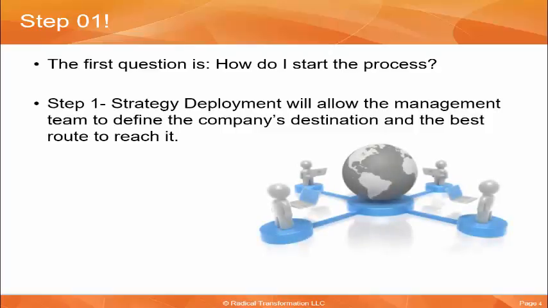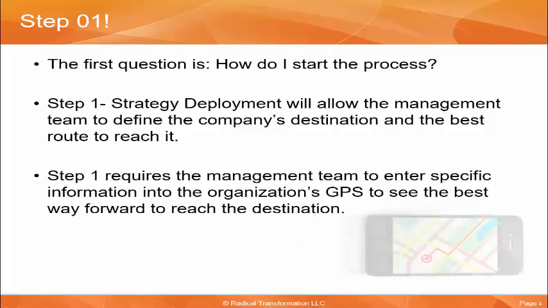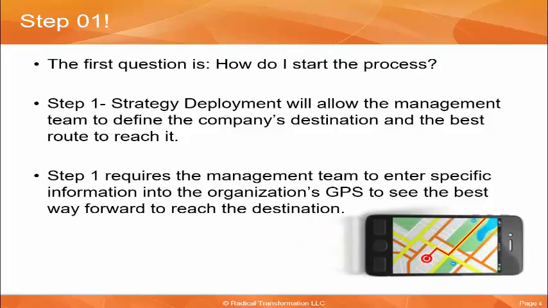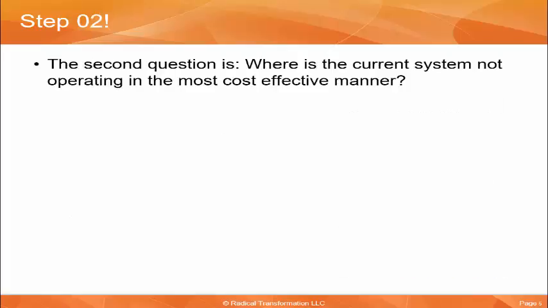Step 1, strategy deployment, is about allowing the management team to define the company's destination and then to find the best route to reach that destination. If you think of step one as the management team really defining and creating an organization's GPS to show them the best way forward to reach their final destination as part of the strategy deployment or Hoshin Kanri process. So it's the organizational GPS.